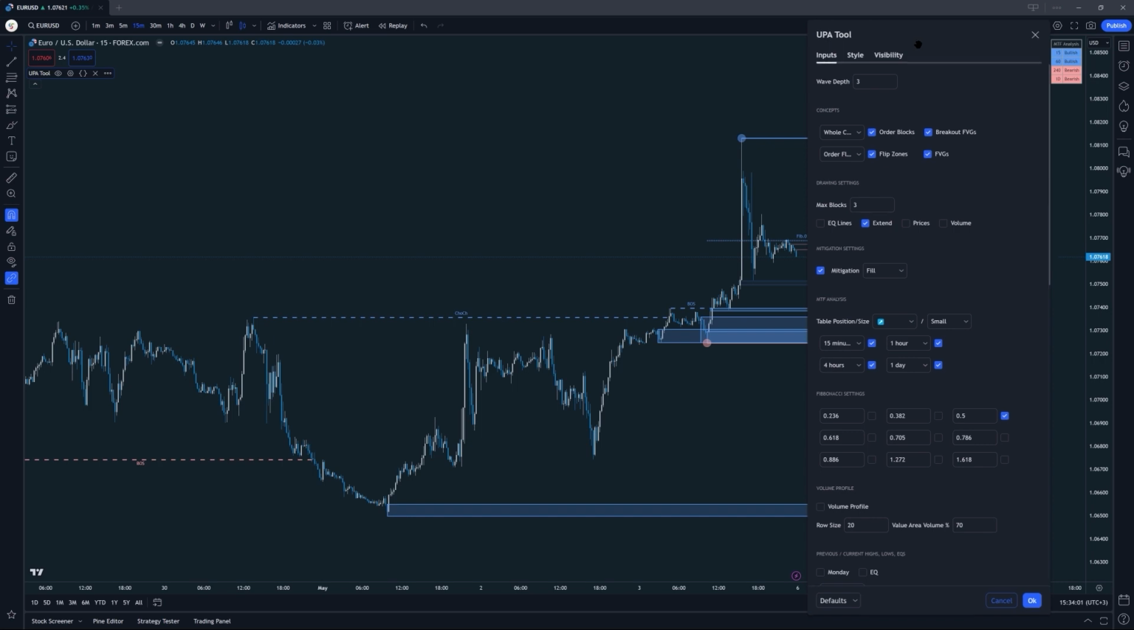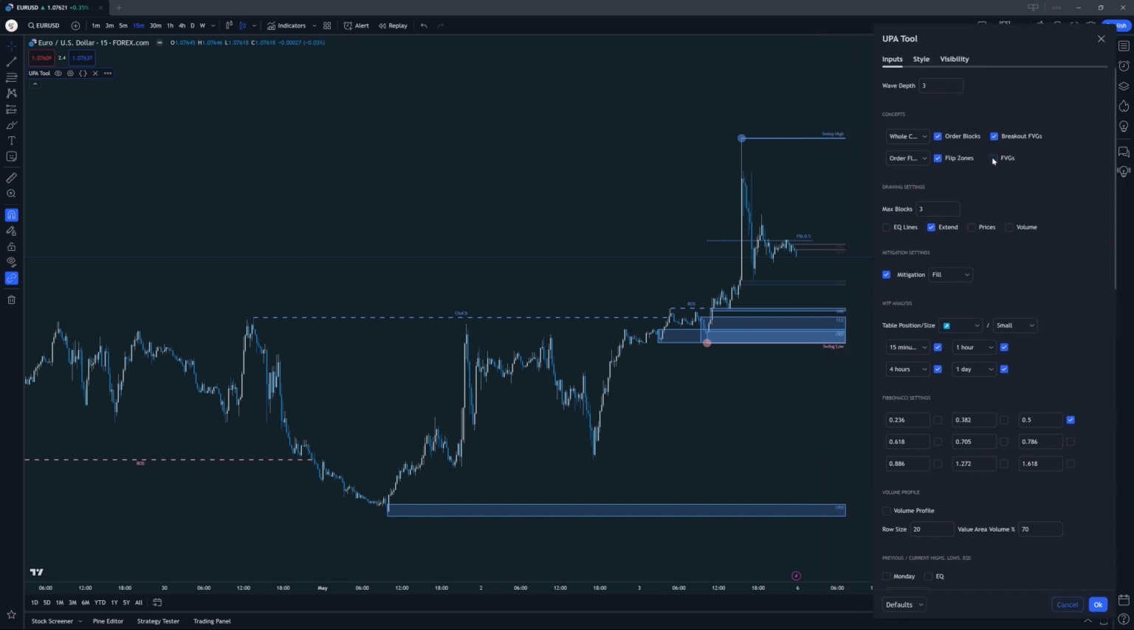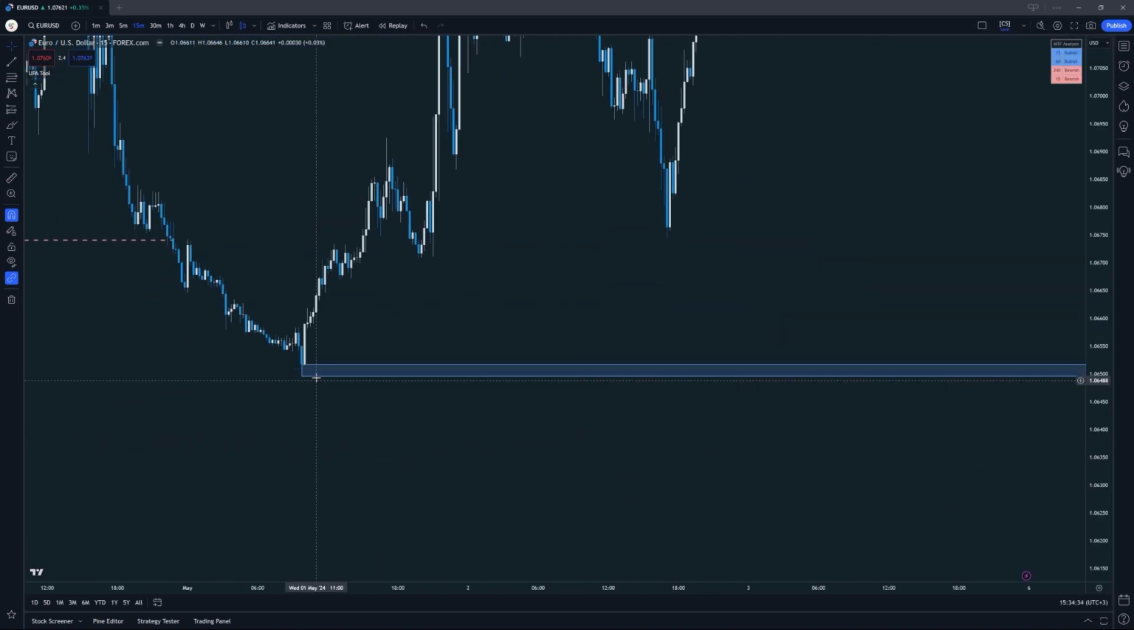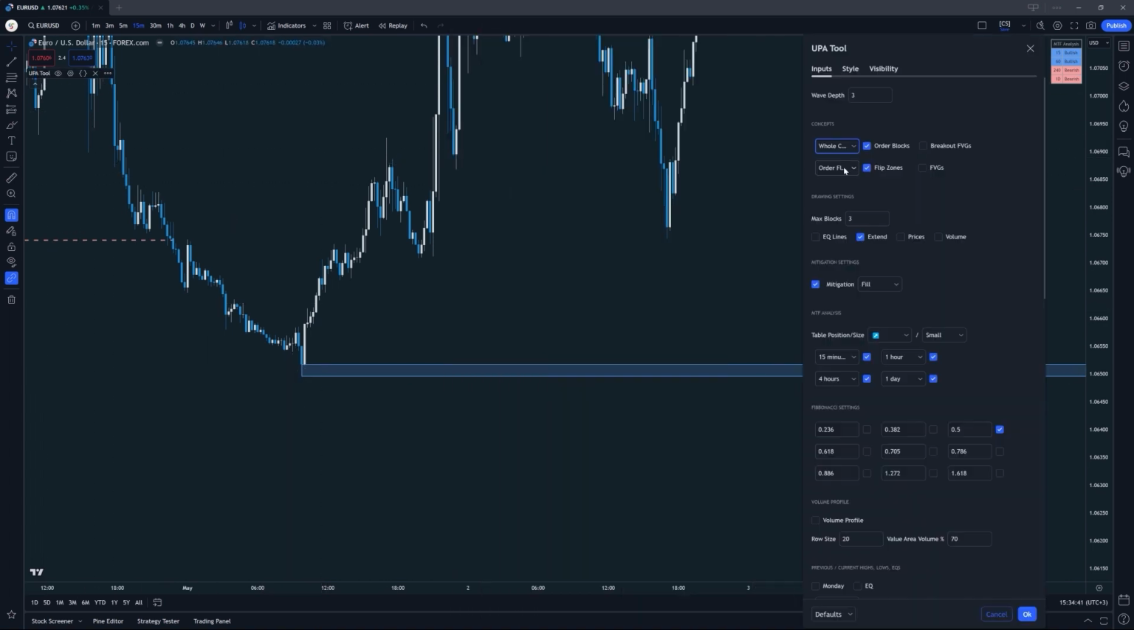Here are our concepts. If you do not want to see them, if you do not want to use them, you can turn them off. You can keep only what you want to see. Again, there is an option window next to the order block. Here, when our whole candle order blocks are shown, will it handle the whole candle, or will it only handle the wick when we select wick? It determines that. I usually use whole candle, and that's the standard setting.